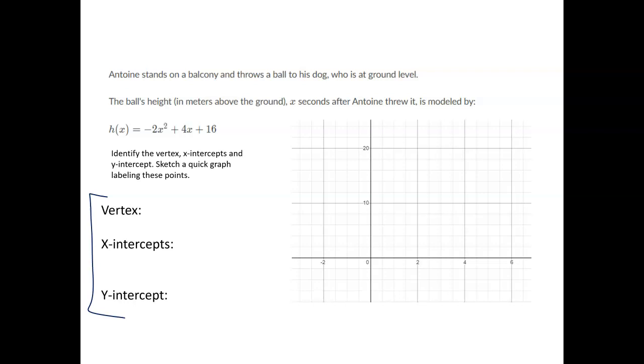So I have Antoine standing on a balcony throwing a ball to his dog, okay? So here's Antoine standing up here, all right? And he throws a ball down to his dog. There's his dog. So he's throwing a ball down to his dog. So we have a quadratic that models this curve. So let's find these points and plot them and see if we can interpret based on the graph and relate it to our little picture here, all right?